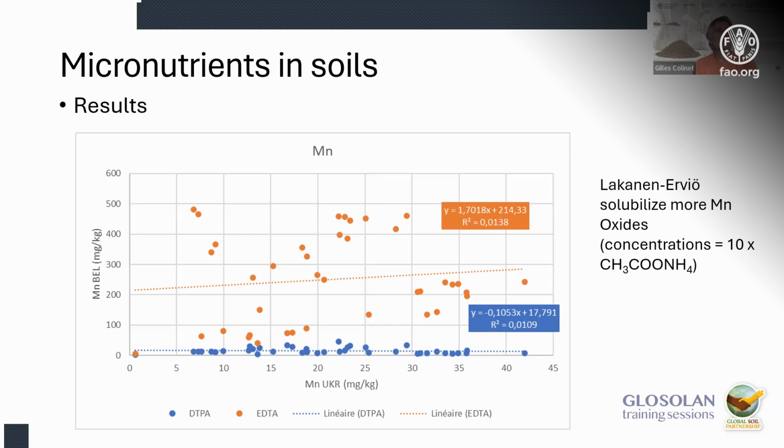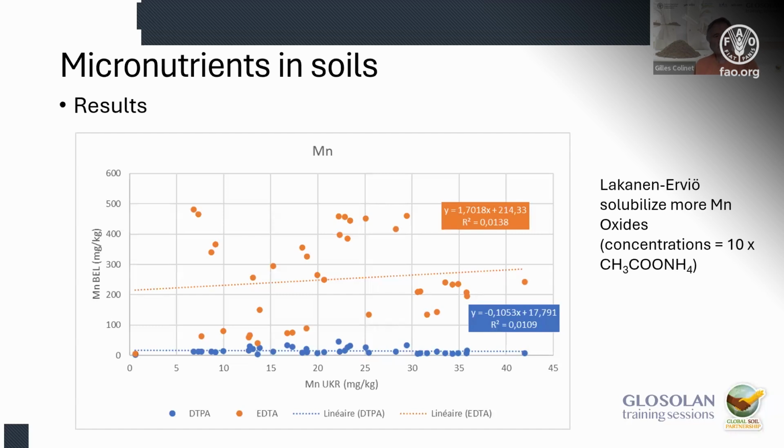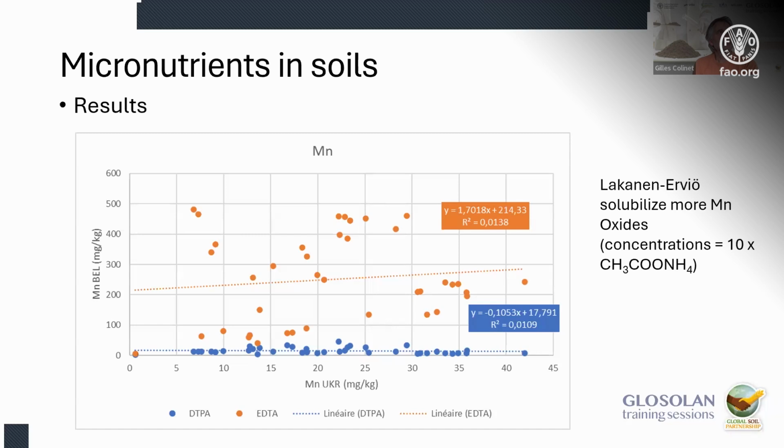We had some comparison recently with other extractions such as HNO3, CaCl2, others like that, but we did not compare DTPA. But yeah, the idea is that of course the more aggressive reagent you use, the more you dissolve the element. It's a bit obvious.